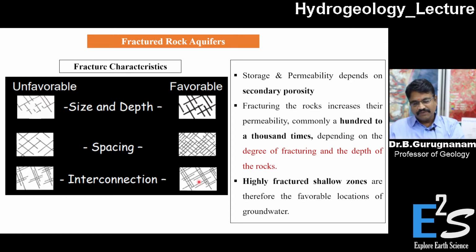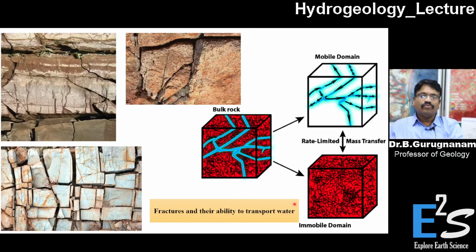If interconnection is more, it means all the open spaces should be connected to each other so that it will give a way for the movement of water in the subsurface. Storage and permeability depend upon secondary porosity. Fractures of the rock increase their permeability, commonly 100 to 1,000 times, depending on the degree of fracturing, and the depth of the rocks plays a major role. Highly fractured shallow zones are therefore favorable for groundwater.